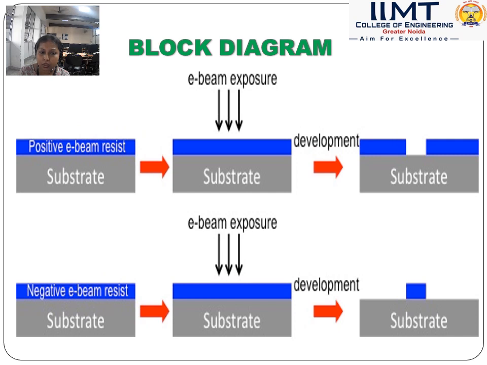Here again, positive electron beam resist and negative electron beam resist are both applied over the silicon substrate, and that is directly exposed over the silicon wafer. And after development, we can easily remove the silicon dioxide layer according to the exposure area.